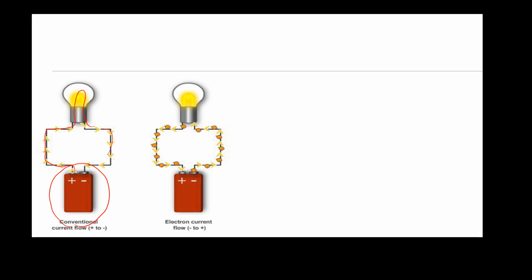We have electron current flow where the electrons are moving from the negative side of the battery and it is coming back to the positive side. But when we consider the conventional current, it is opposite to the electron movement. So you can see here the conventional current is starting from the positive side of the battery and it is moving to the other side. So when we consider the current, we consider this conventional current flow.